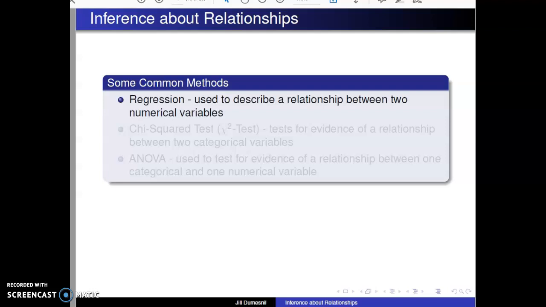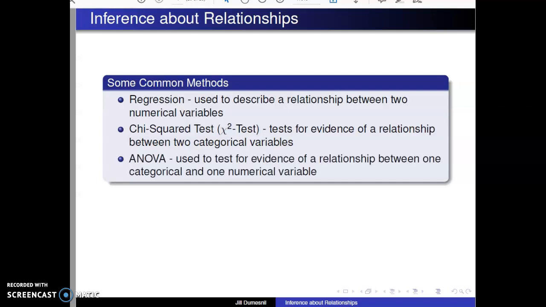Regression is a statistical technique used to describe a relationship between two numerical variables. Chi-squared tests are used to search for evidence of a relationship between two categorical variables. Analysis of variance, or ANOVA for short, is used to test for evidence of a relationship between one categorical and one numerical variable. Each of these methods is the subject of its own video in this video series.